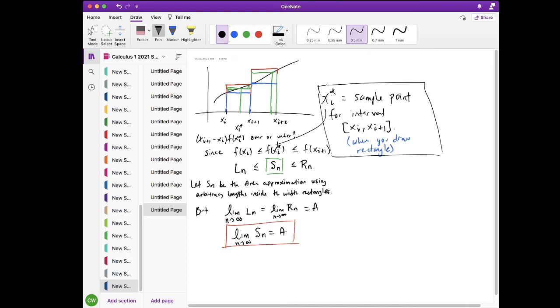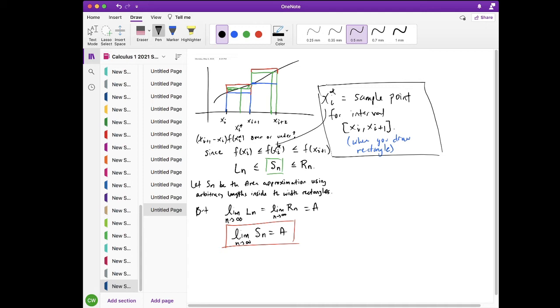Since we showed that if it's increasing, and you can do the same for decreasing, the left approximation is always the smallest approximation you can make, and the right approximation is always the biggest approximation you take. So anything that's in between is going to be in between. As you go to infinity, if the smallest and the biggest become the same, obviously that means the stuff sandwiched inside, also by the squeeze theorem, must also limit to the same answer as the actual area.